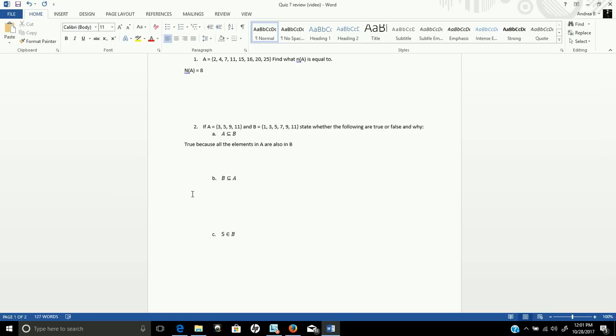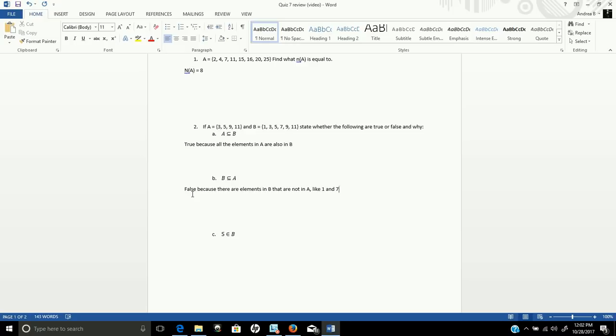And then for the second one, we have B and then a subset of A, so that would mean that all the elements in B would also have to be in A. But if we look at our set B, we definitely have some elements in B that are not in A. For instance, the element 1 is in set B, but it is not in your set A. So here we'd have false, because there are elements in B that are not in A, like 1 and 7, it looks like, are the two that are in B that are not in A.